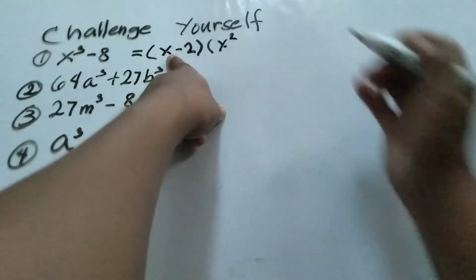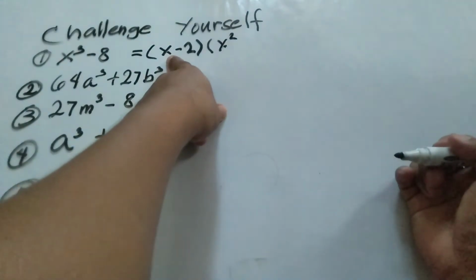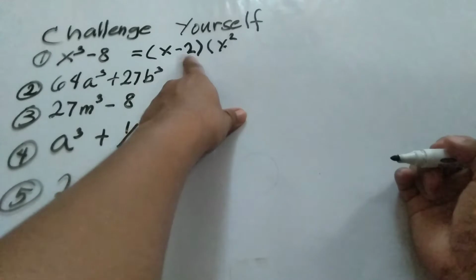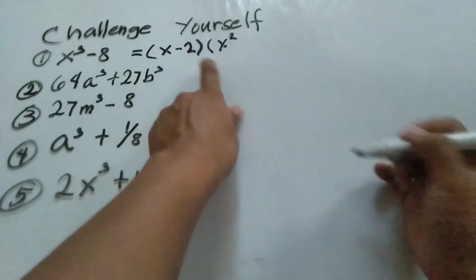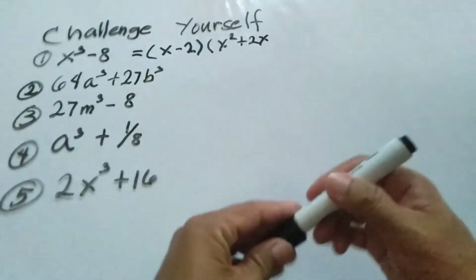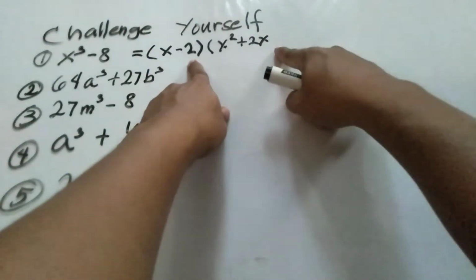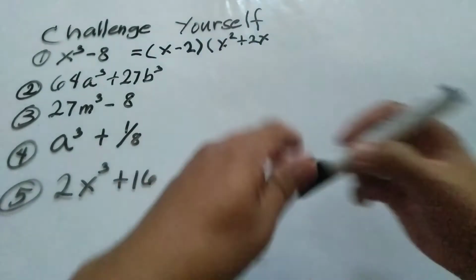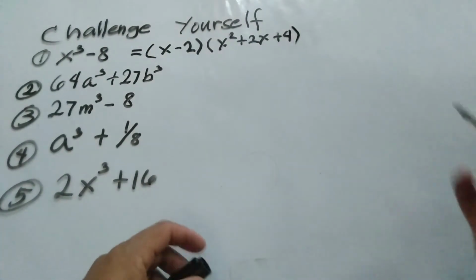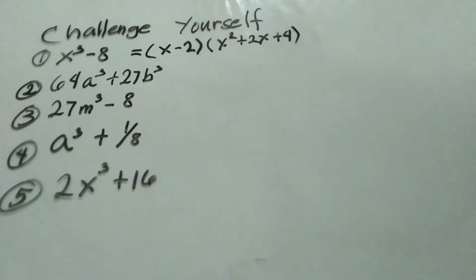X squared. Second term, first term times second term times negative 1. X times negative 2 times negative 1. The answer is positive 2x. And for the third term, square the last term. 2 squared, we have plus 4. At yan po ang factor. Tama ba yung naging kasagutan mo sa number 1? Okay, very good for you. Kung mali, ito po ang tamang kasagutan.